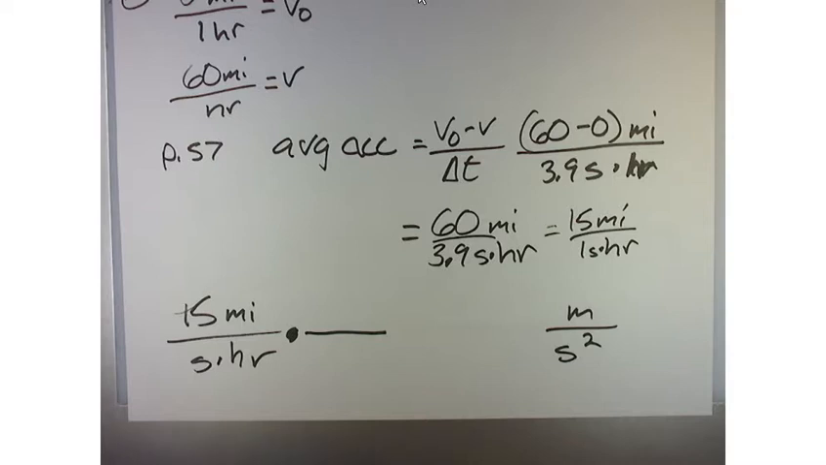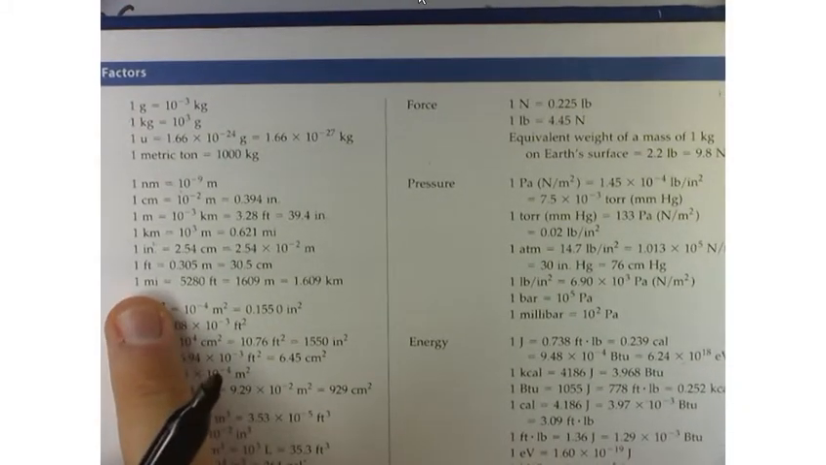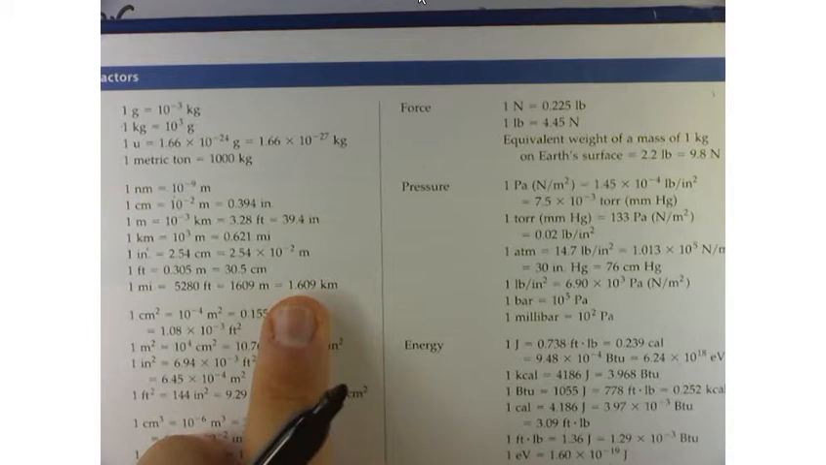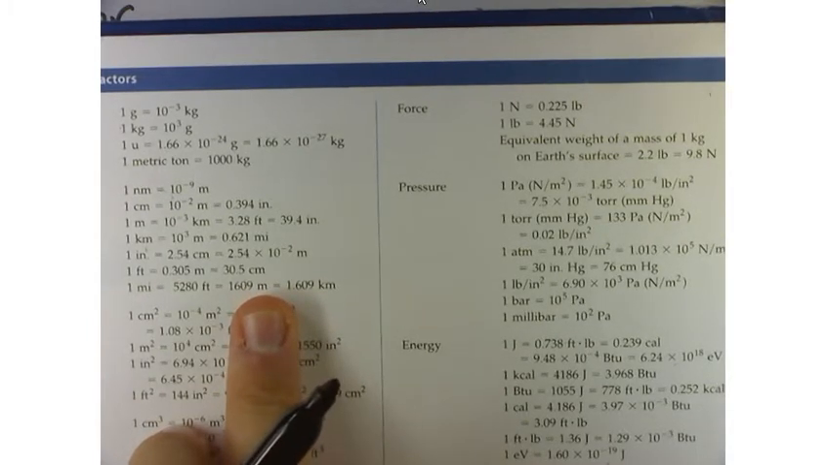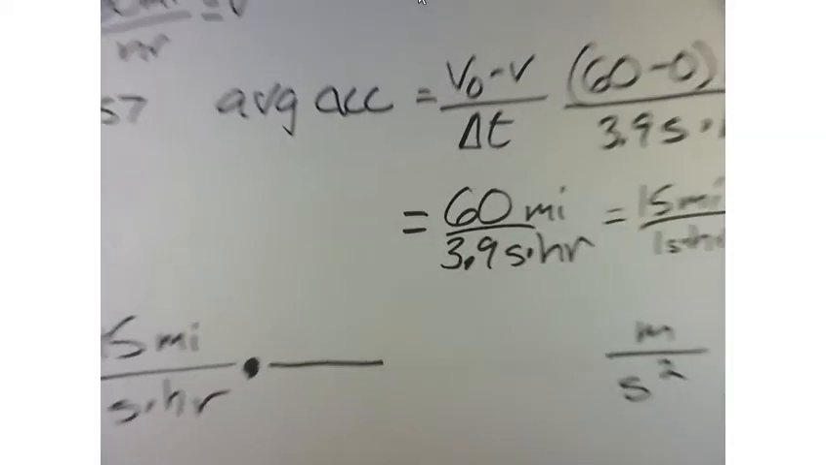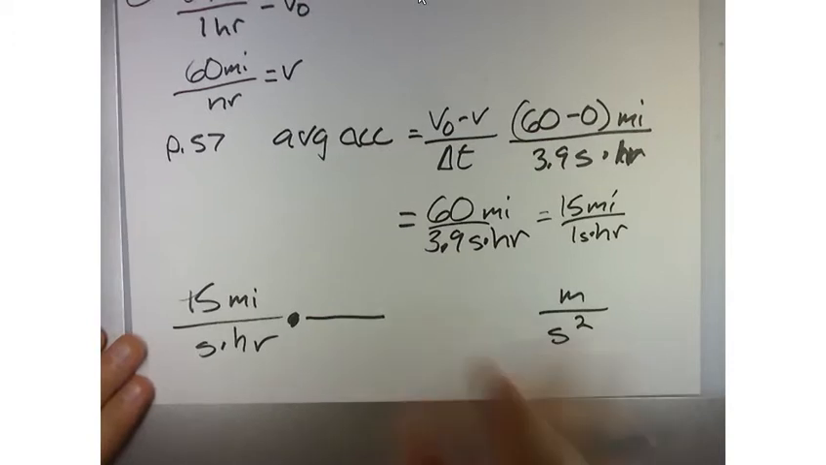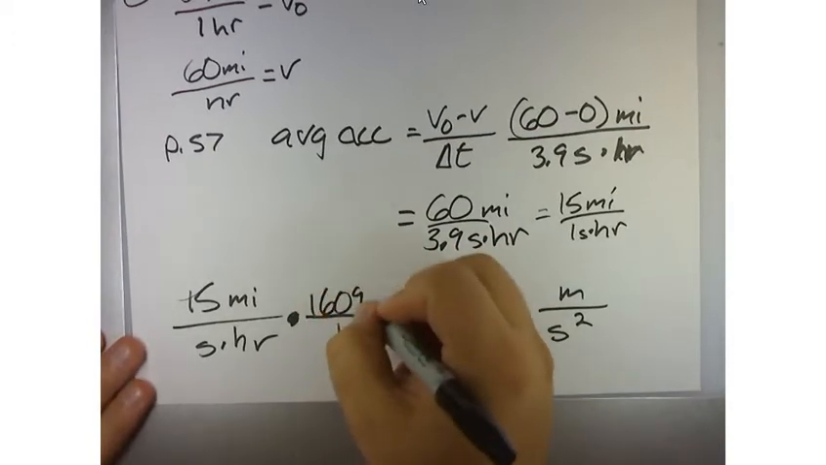So here, let me show you where to look. See in your textbook, see this right here? Let me zoom in on it for you guys so you can see it. It's 1 mile is equal to 1,609 meters. Do you guys see that? 1 mile equals 1609. So I'm going to put 1 mile here to 1,609 meters.